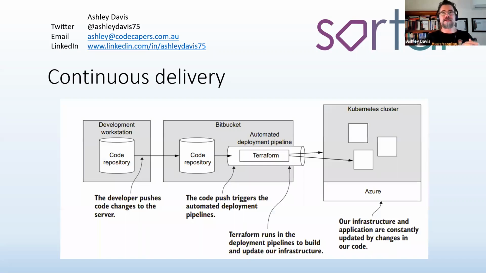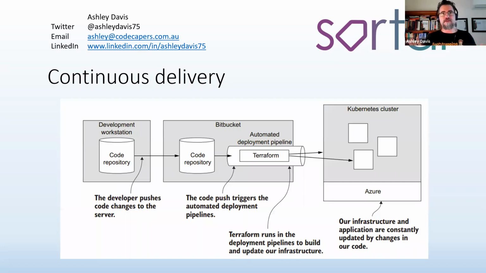To better explain it, here's a diagram from my book. It shows an automated deployment pipeline. It's actually an example from my book. Now, you can see on the left here, there's a code repository on the development computer. And from there, we push code changes to our hosted code repository online.